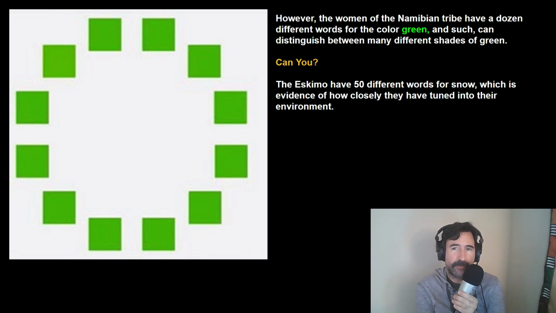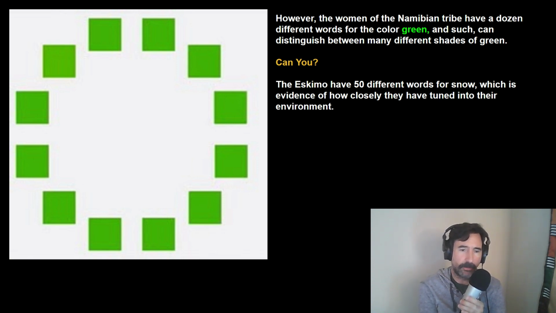The Eskimo have 50 different words for snow, which, when researching for this part of the series, I realized is really just evidence of how closely they've tuned into their environment. Right? It's not that the Eskimo have 50 different words for the same thing, but they have a word for each different type of snow.